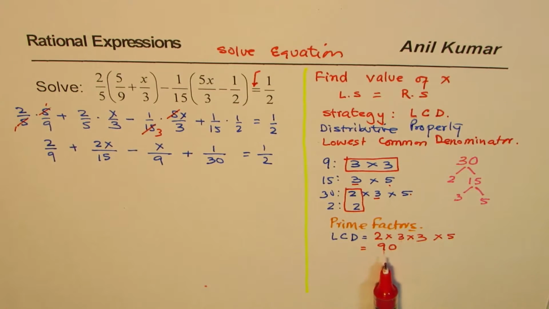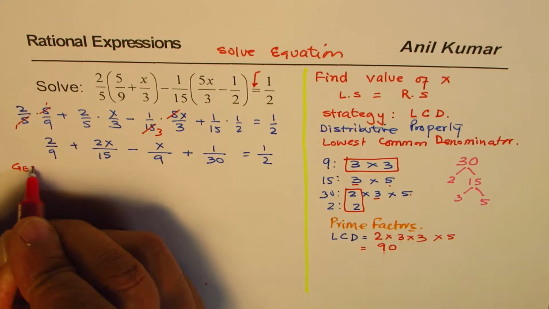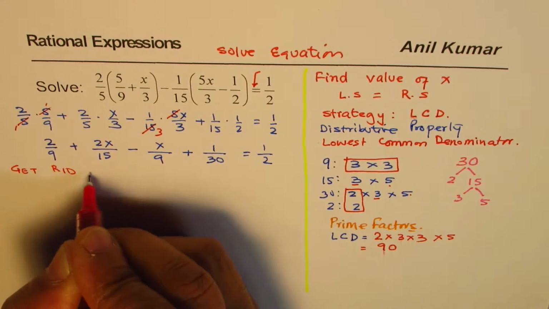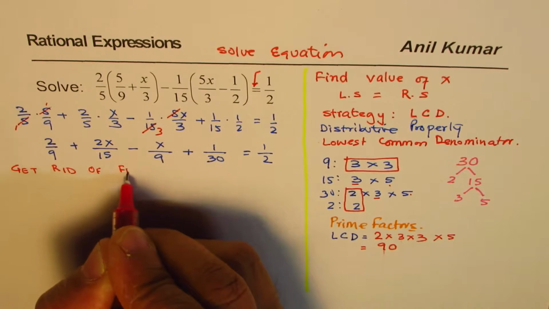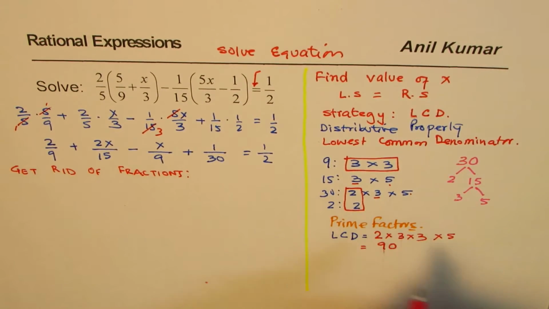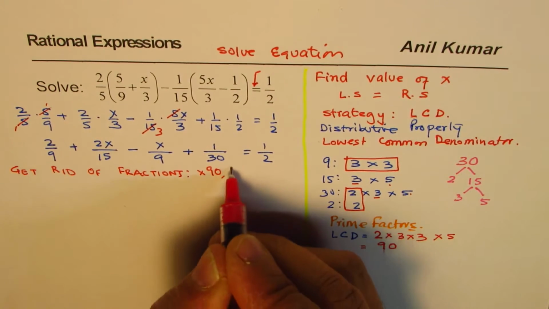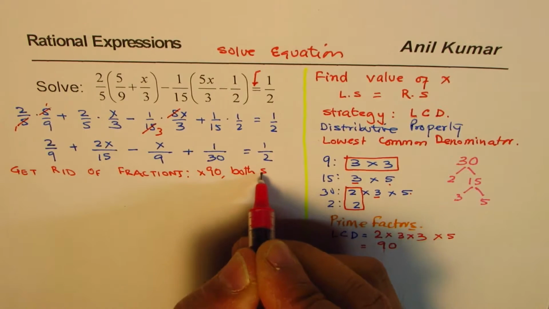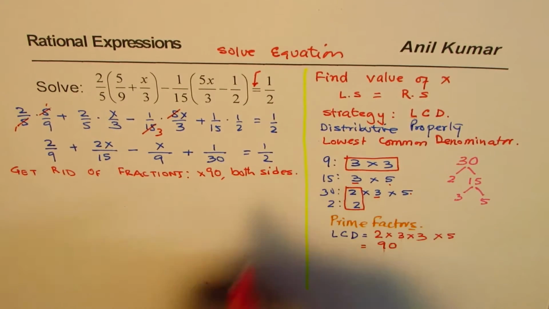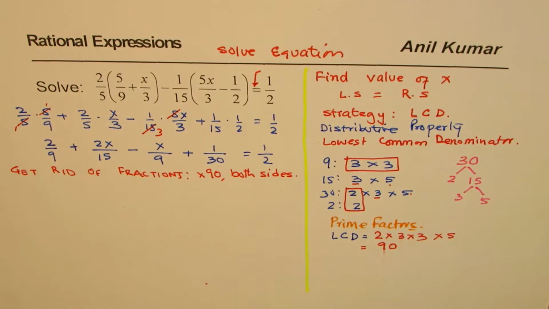Now the idea is to get rid of fractions. That's the idea, right? So the strategy is to get rid of fractions. Now how do we do that? Now in this equation, times 90 both sides. That is how we'll get rid of fractions. So we'll multiply each and every term by 90. Do you understand? That is the strategy.